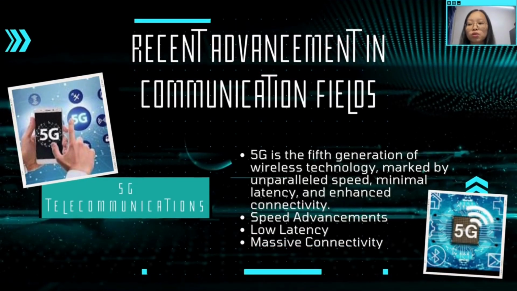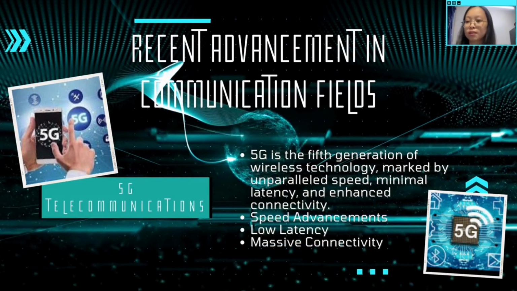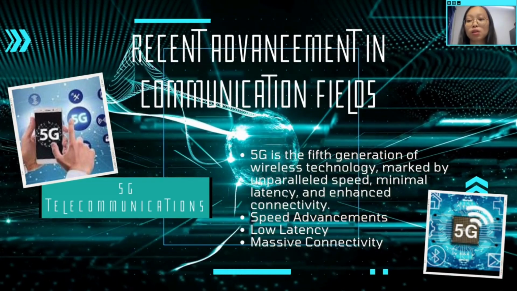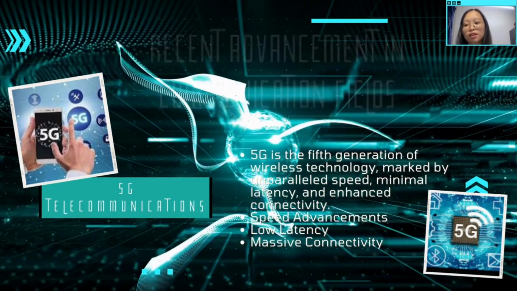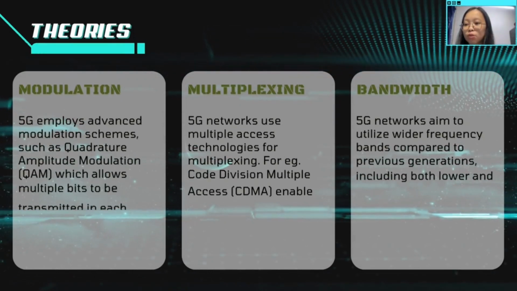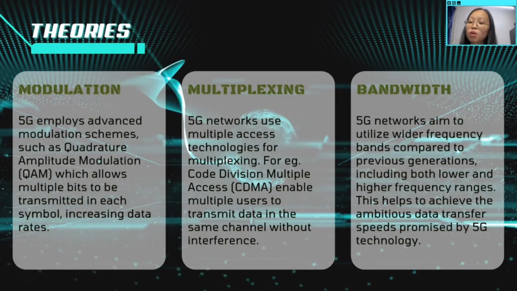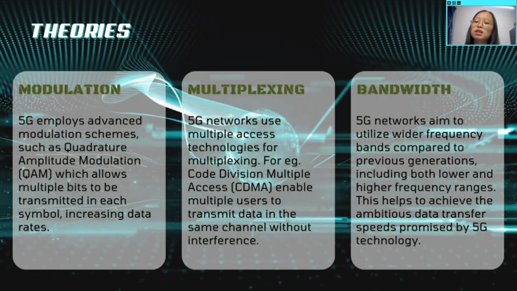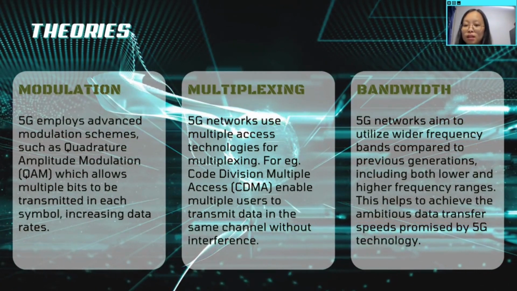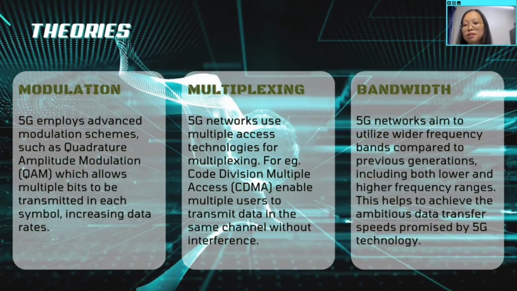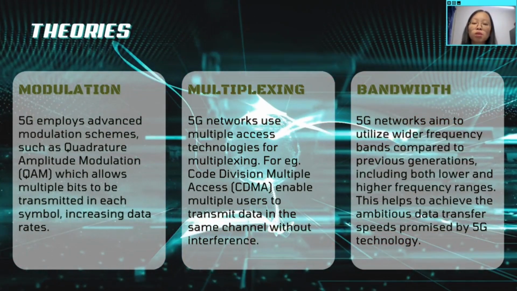Now let's move on to recent advancement in communication fields, which is 5G telecommunications. It is the 5th generation of wireless technology and has speed advancements, low latency, and also massive connectivity. For theories in modulation, 5G employs advanced modulation schemes such as QAM, which allows multiple bits to be transmitted in each symbol, increasing data rates. In multiplexing, it uses multiple access technologies, for example CDMA, which enables multiple users to transmit data in the same channel without interference.